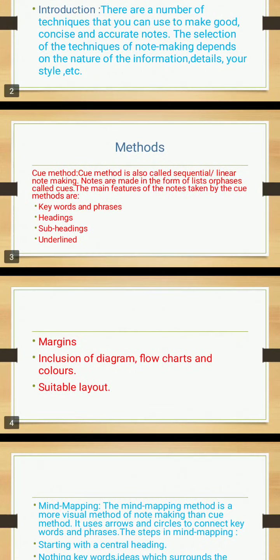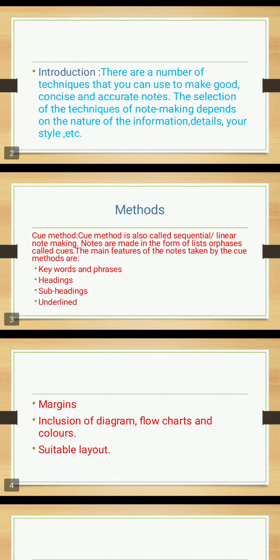Up to here you have learned the Q method and the mind mapping method. Next, another important one is the Cornell method, which you will learn in your next class. Concentrate on these two methods. They are very important, and definitely you will get one question from these two in your end examination or semester unit tests.